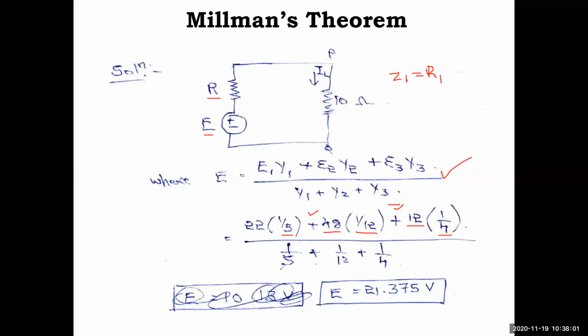Then the admittances here are 1 by 5, 1 by 12, 1 by 4. Just use the calculator and you can calculate. So how much is this factor, this factor, this factor? Here 3, here 4.7, here 4.2 I think. Just like that, 11.2 divided by this value you compute, so you'll get the E value. Hope you are getting this. Check that you get the same answer, 21.375 volt as the E.